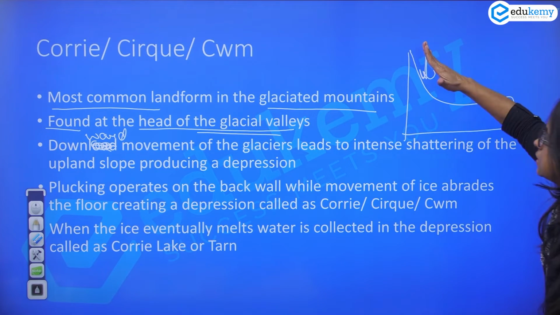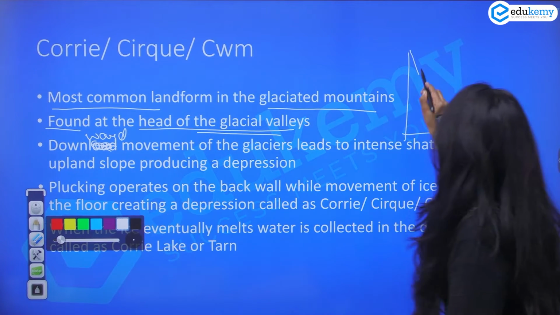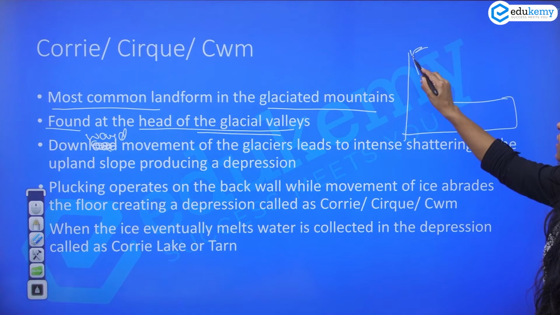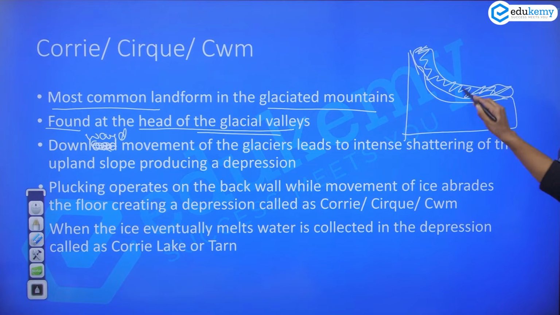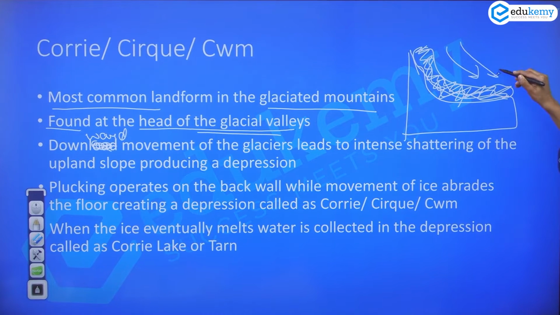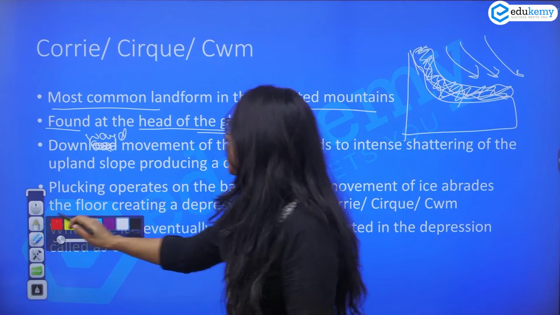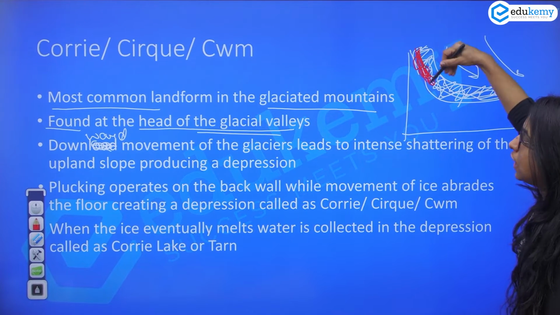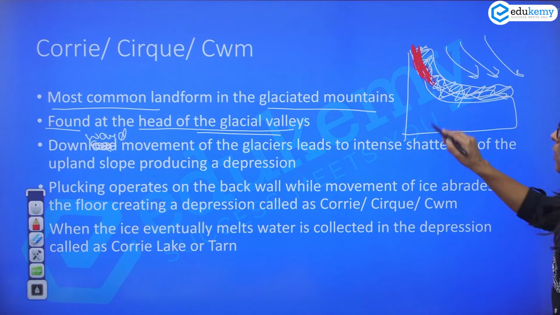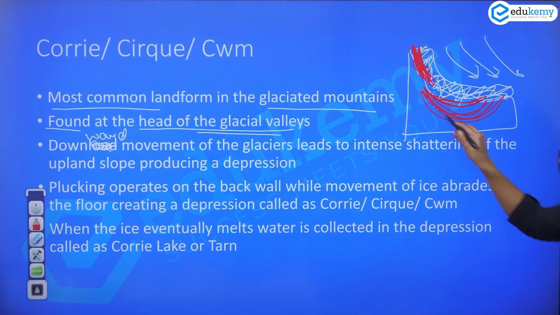So here, this is the bedrock, this is the glacier. Now, as the glacier is moving like this, there is plucking. The individual pieces will be plucked here. There would be shattering of the upslope. There will be abrasion here. There will be deepening of the depression.